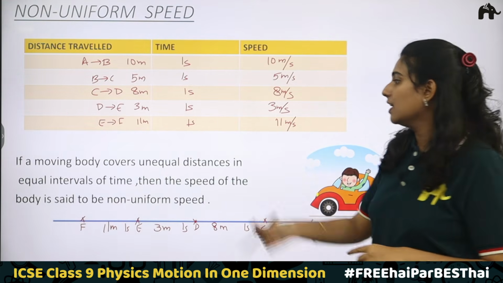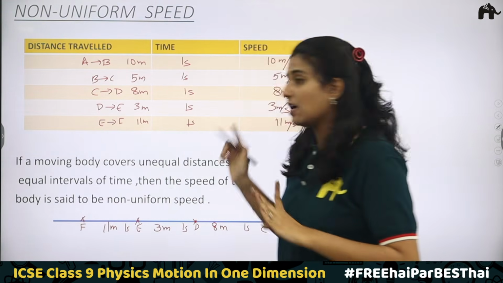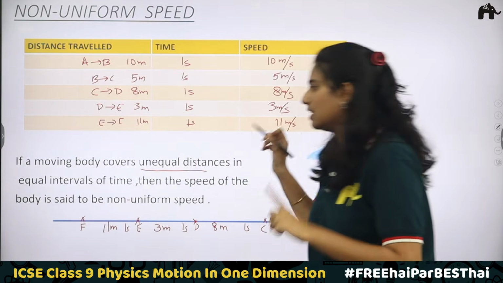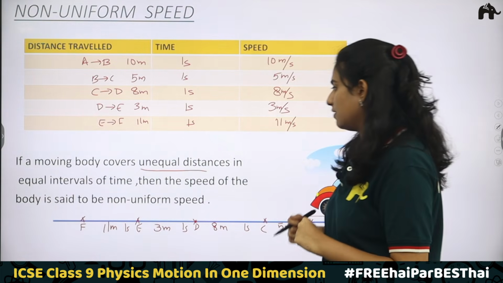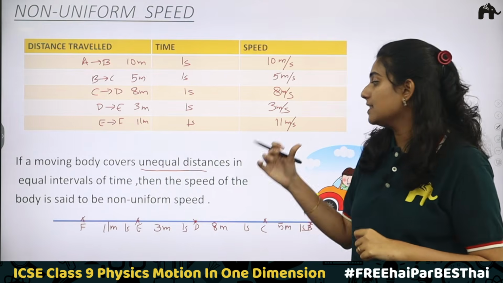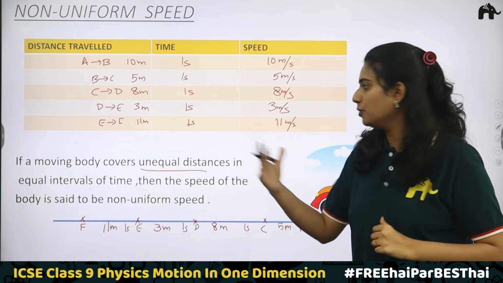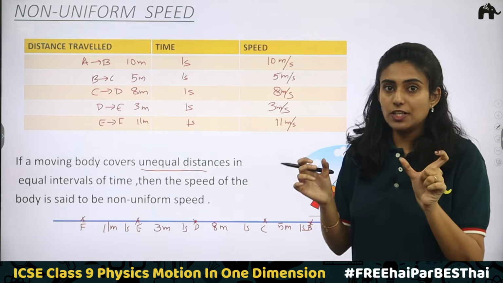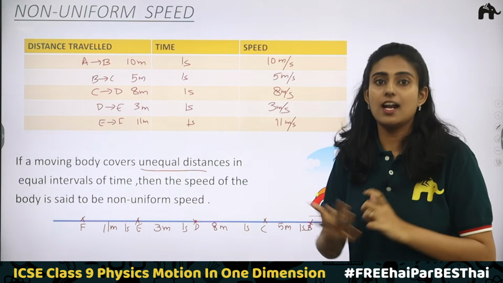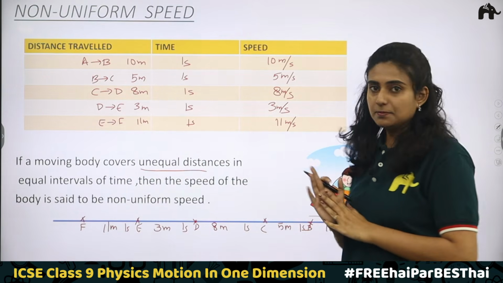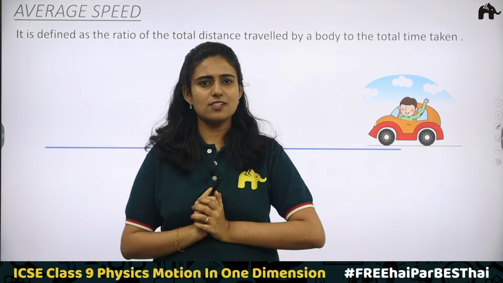So we can define: if a moving body covers unequal distance in equal intervals of time, then the speed of the body is said to be non-uniform speed. So how do we get non-uniform speed? In equal intervals of time, the distance travelled is unequal. Okay. Clear? Do you think maintaining a uniform speed is always easy?